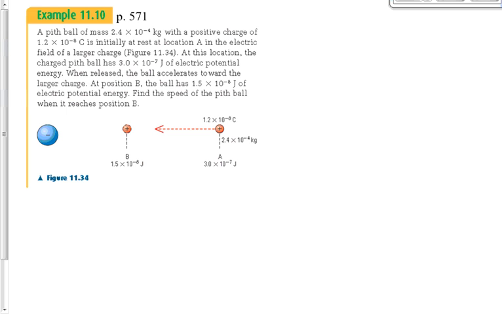It has a mass of 2.4 times 10 to the negative 4 kilograms. It has a positive charge. Probably should circle that positive, okay, because that might be relevant. It's initially at rest at position A. So I'm going to write in here at position A, V is equal to 0 meters per second. At this point, the charged pith ball has 3 times 10 to the negative 7 joules of electric potential energy. Okay? We're told that it has this much potential energy.